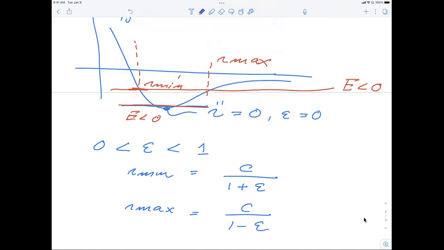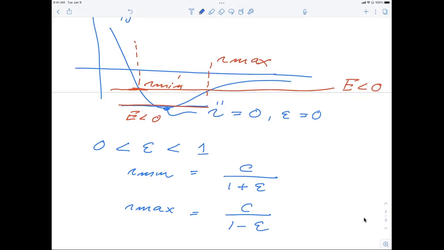So when we look at these cases, what we have omitted are cases where epsilon is equal to 1 and where epsilon is larger than 1. So let's look at what kind of orbit we can expect when epsilon is equal to 1, which is a case which we haven't looked at yet.